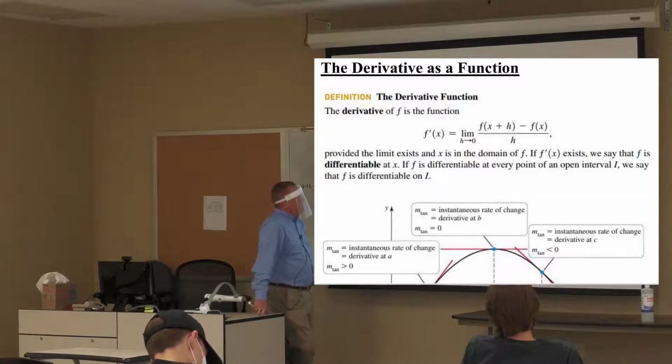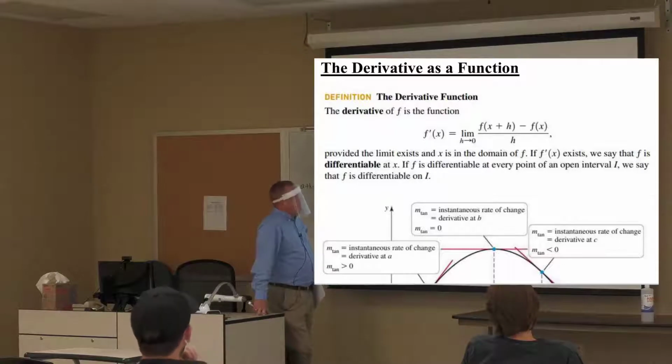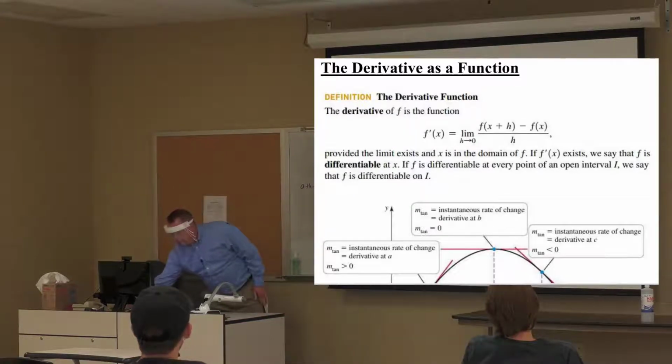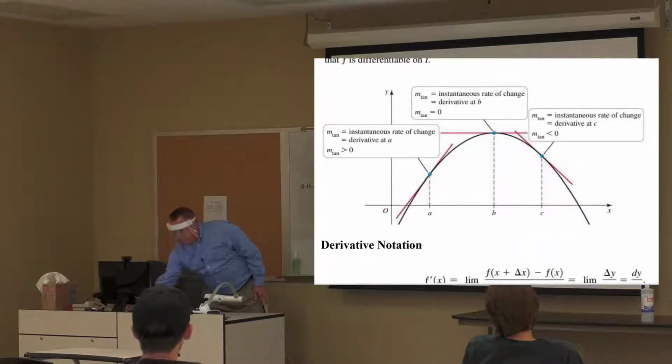If f prime exists, we say that f is differentiable at x. If f is differentiable at every point of an interval I, of an open interval I, we say that f is differentiable on I. Okay. Another little picture here.